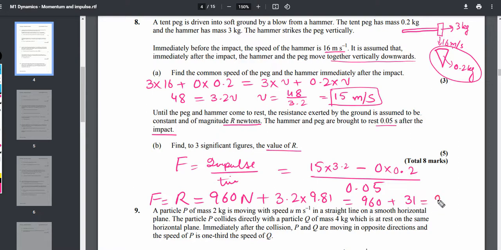Now the final force that is exerted by the ground onto the hammer and the peg will be 991 newtons in the upward direction. They're exerting the force in the downward direction, but the force that will be exerted onto them will be in the upward direction. So this is how we will do this.